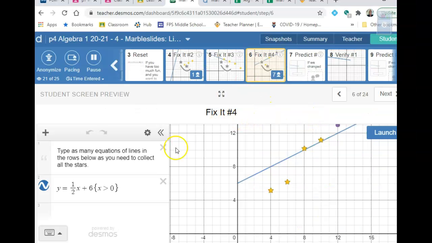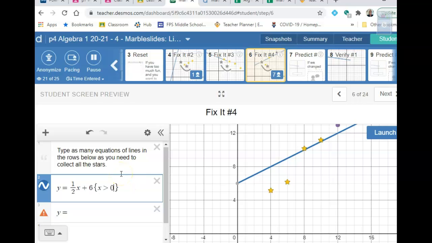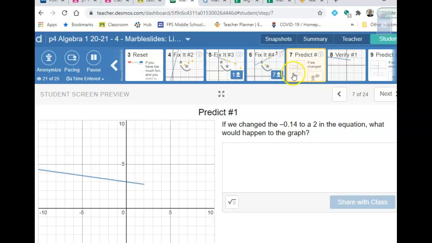Okay? Making this equation. So when I look at fix 4, I might put in another new equation. I'm going to start typing y equals. I might change my domain here to be ending at 8, or maybe I decide to end it at 7, or I end it at 9, and I still think it's going to work. And then I come up with another equation. Now my other equation, I might use the same slope or I may not. Then you get into the predicting.